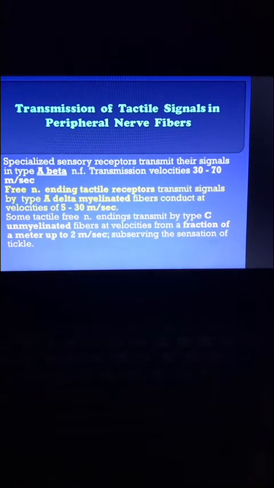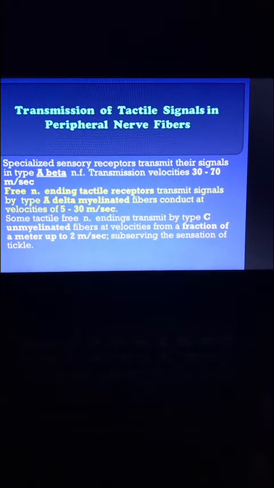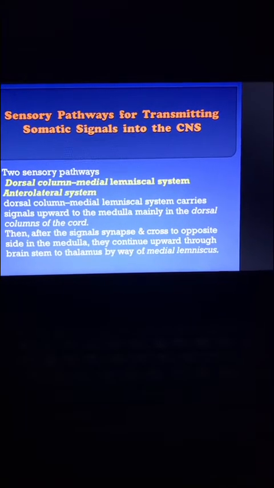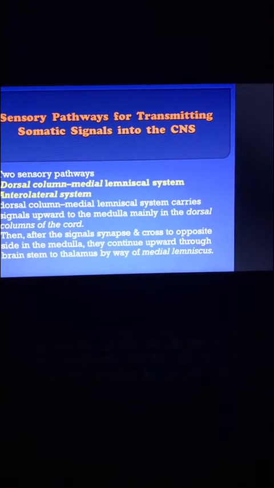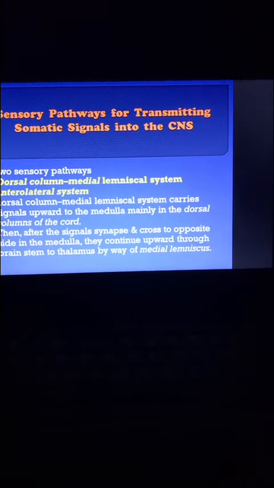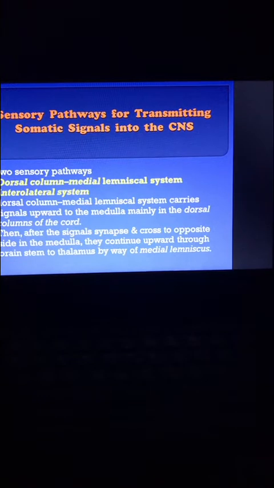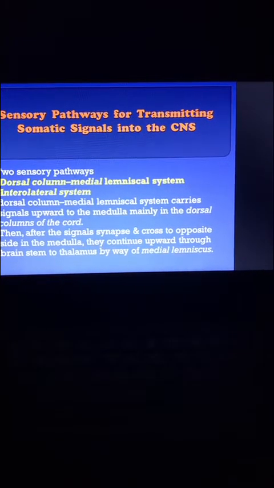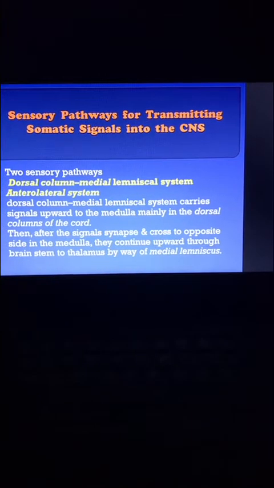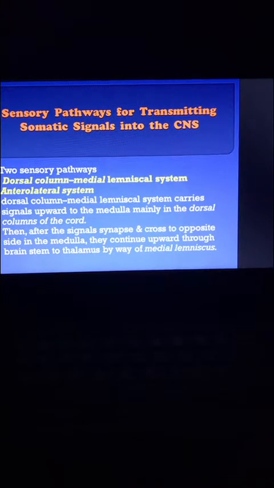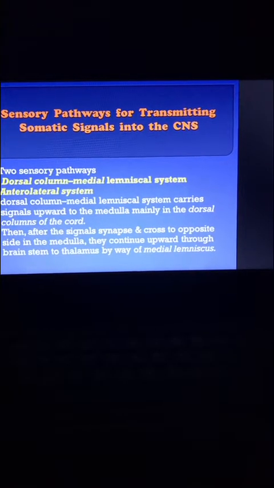This is for the function of tickle. Sensory pathways for transmitting somatic signals into the CNS, that is to say, into the spinal cord and then to the brain. There are two sensory pathways: the dorsal column medial lemniscal system, and the other, the anterolateral system.